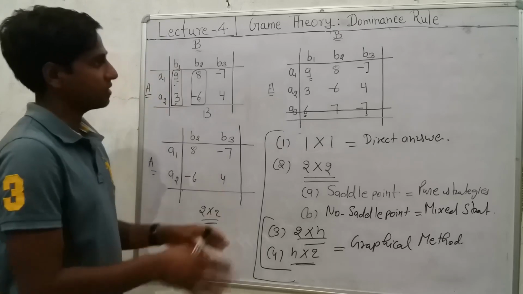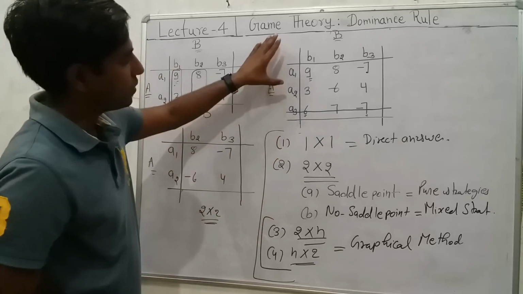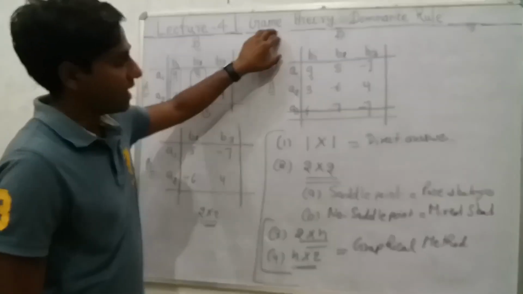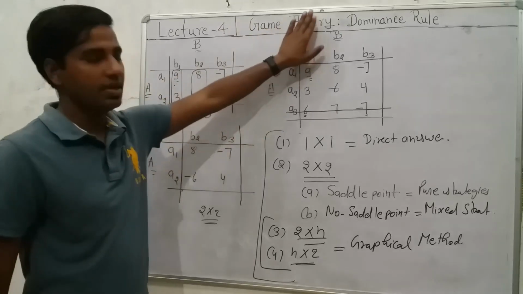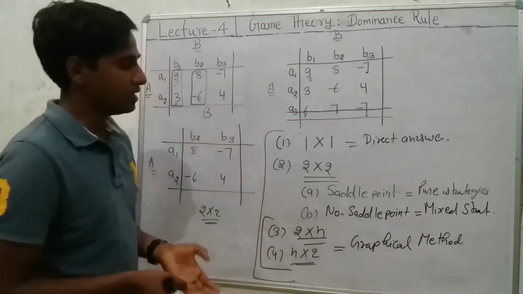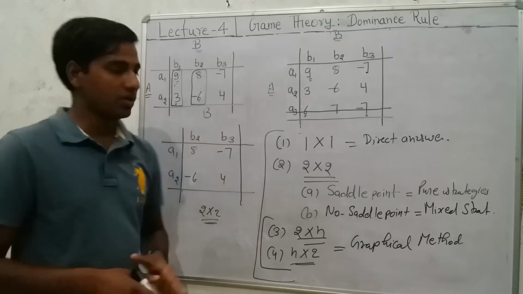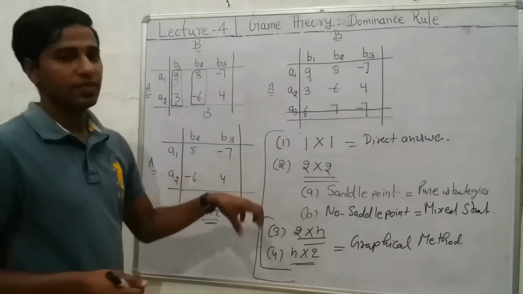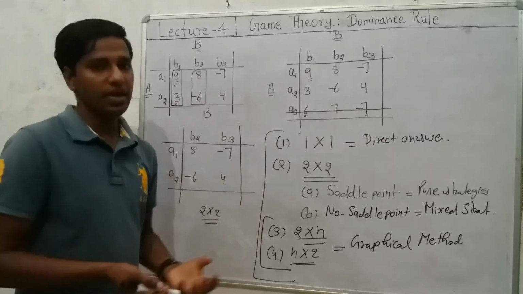So this is the basic criterion of applying the dominance rule: we need to look carefully at the payoff matrix and find if there is any strategy with A or with B that is dominating over another strategy. If so, we can eliminate the dominated strategy, and in this way we can reduce the complexity of the game and solve it in a simplified manner.